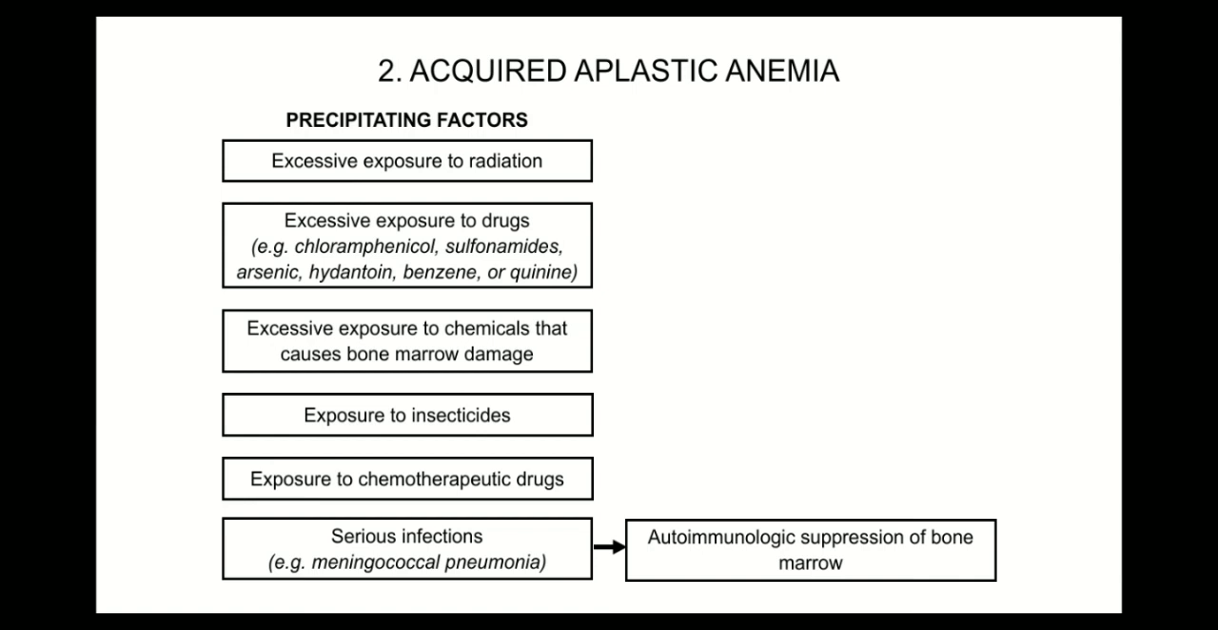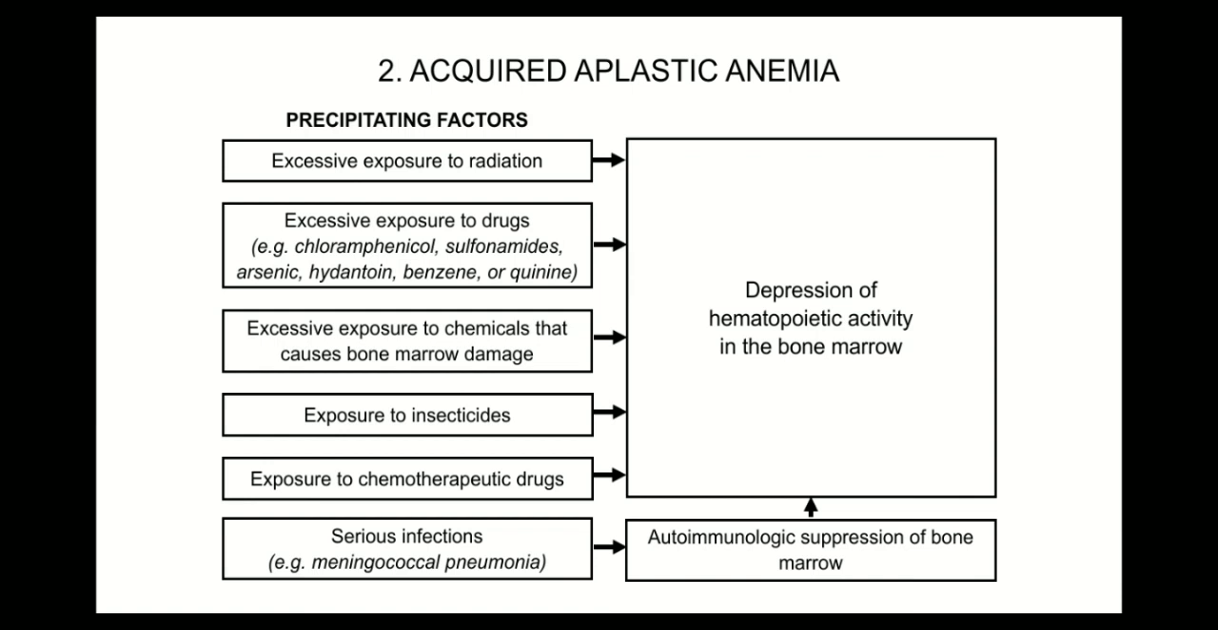and also exposure to serious infections, which will cause the child's body to mount an autoimmunologic response, leading to suppression of the bone marrow and depression of hematopoietic activity. So if there is depression of hematopoietic activity, for both congenital and acquired, the formation and development of white blood cells, red blood cells, and platelets will of course be affected.